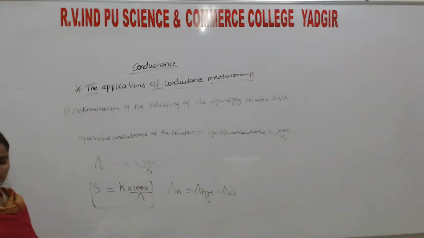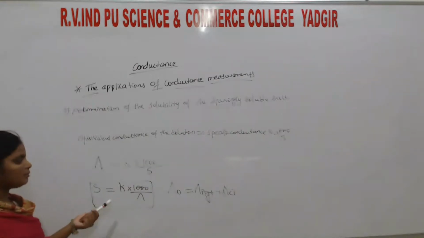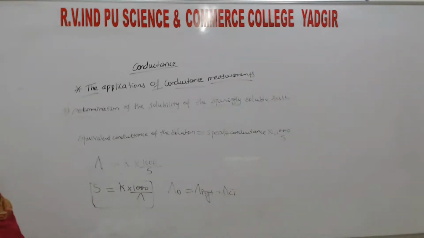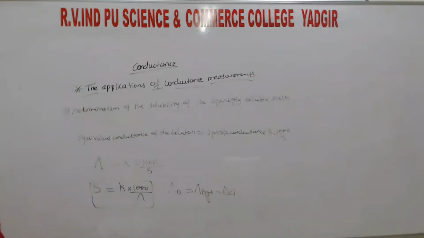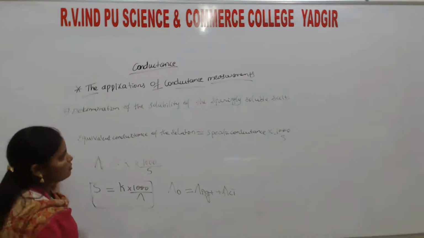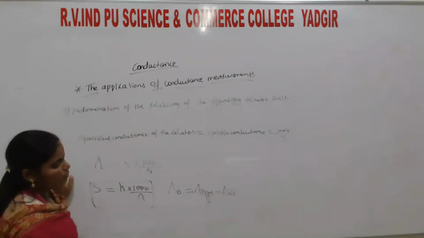And this will give the solubility in gram equivalent per liter. The solubility in grams per liter can be obtained by multiplying S with the equivalent weight of the substance. Therefore S is equal to K into 1000 divided by lambda naught. This is the fifth application, the determination of the solubility of the sparingly soluble salt.